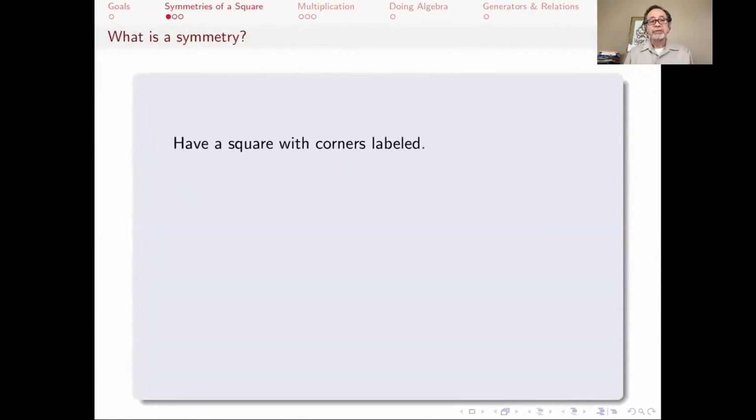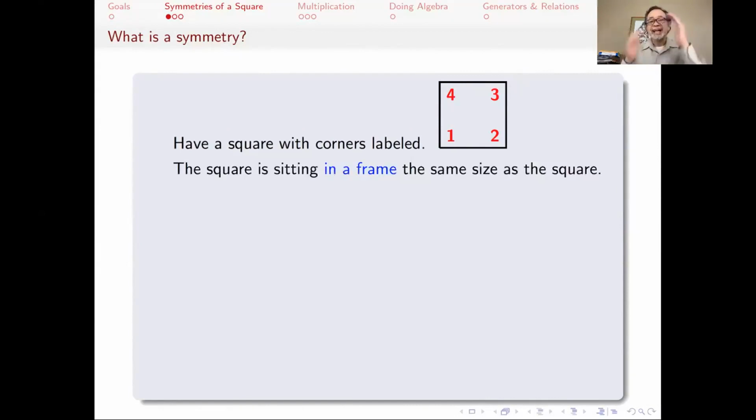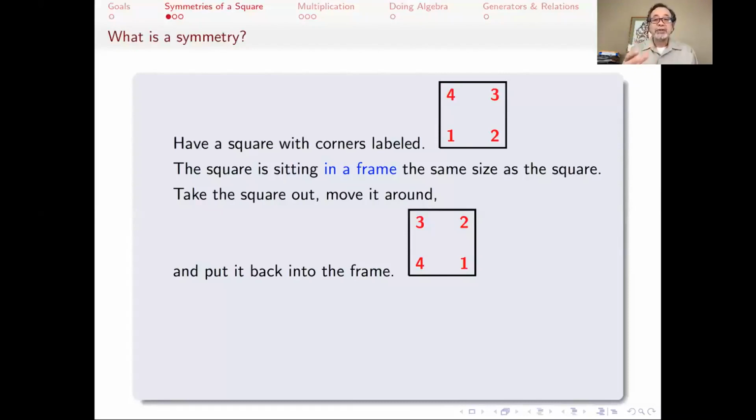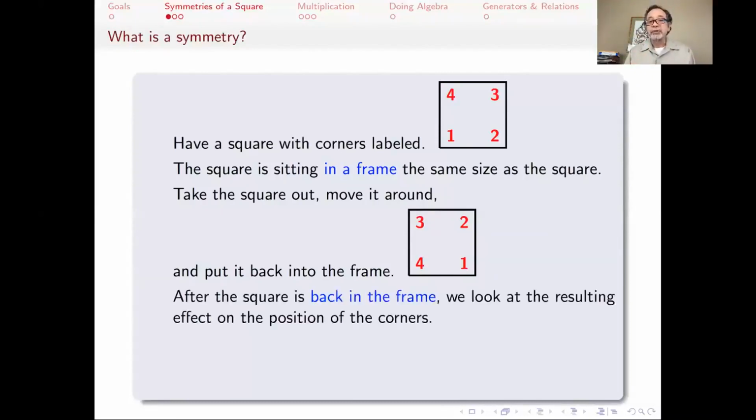What is a symmetry? We have a square and we label its corners. So, for example, here I've labeled them 1, 2, 3, 4. We want to know what kinds of symmetries this object has. One way to think about it is the object is sitting in a frame exactly the same size as itself. We take it out of its frame, then we do some kind of movement, move it around, flip it around and so on, and then put it back in the frame. And that final result is called a symmetry of a square.